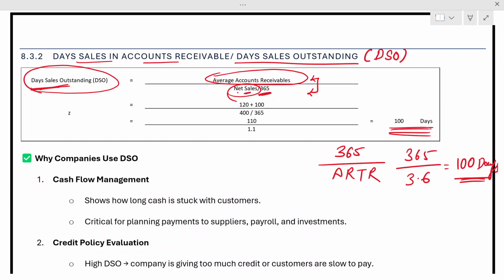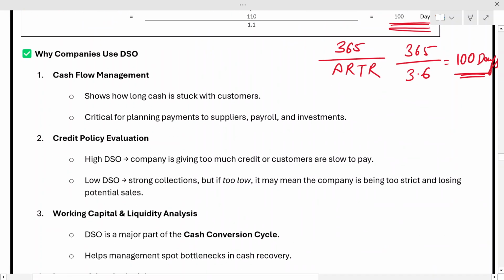So this 100 days of days sales outstanding we can calculate through three ways. You need to understand that a question may come in any way, and you have to understand how to arrive at the final numbers. Now let's try to understand why companies use DSO. They use it for cash flow management. It shows how long cash is stuck with the customer.